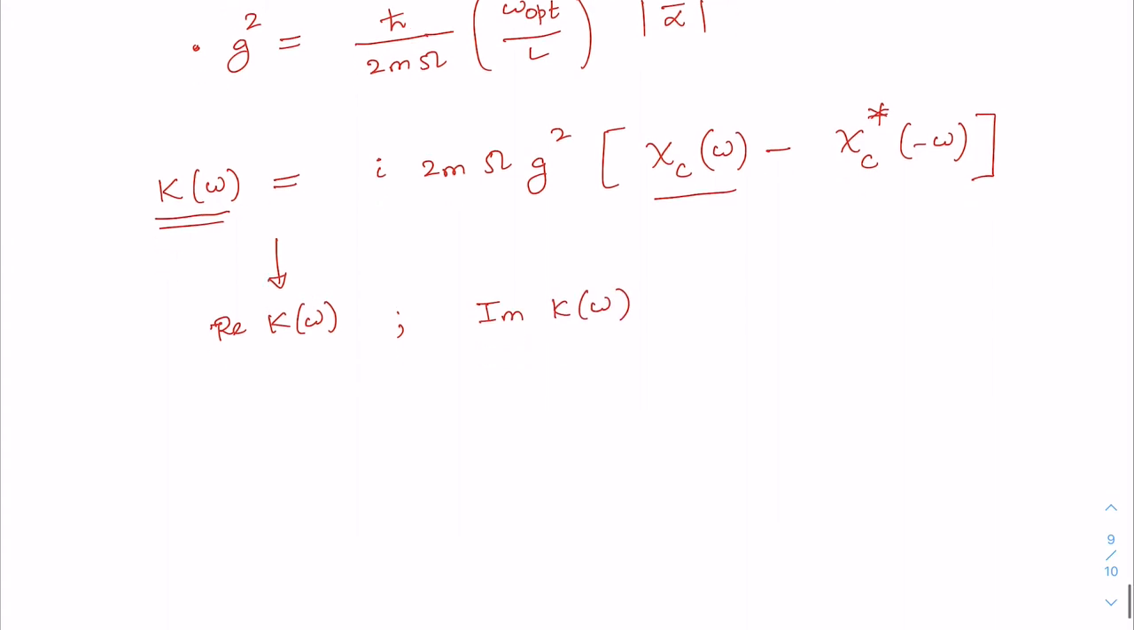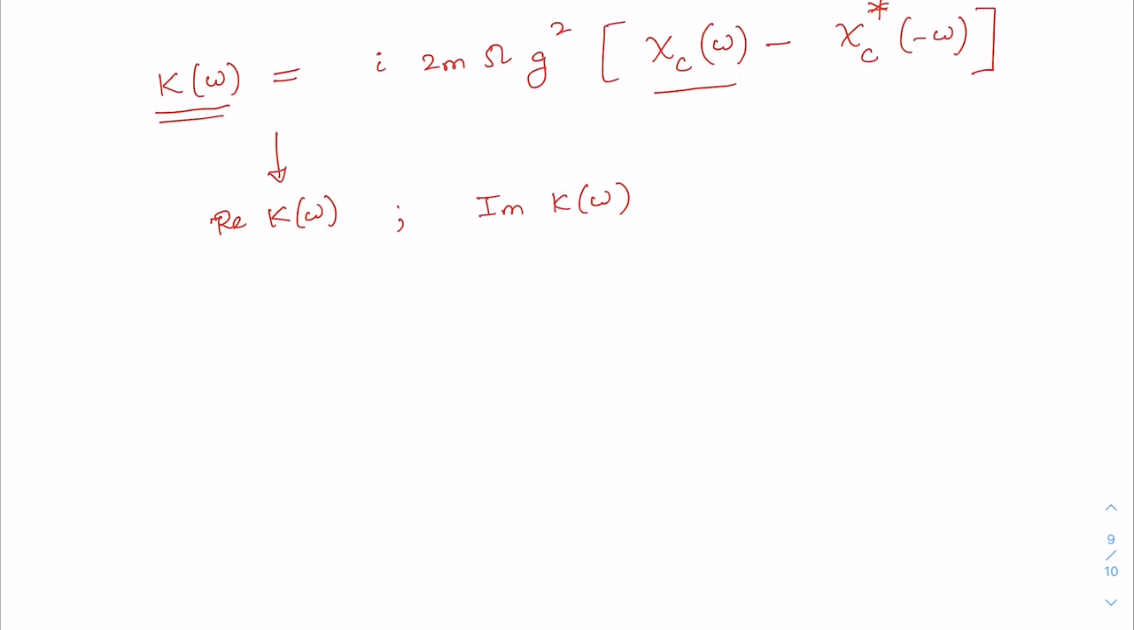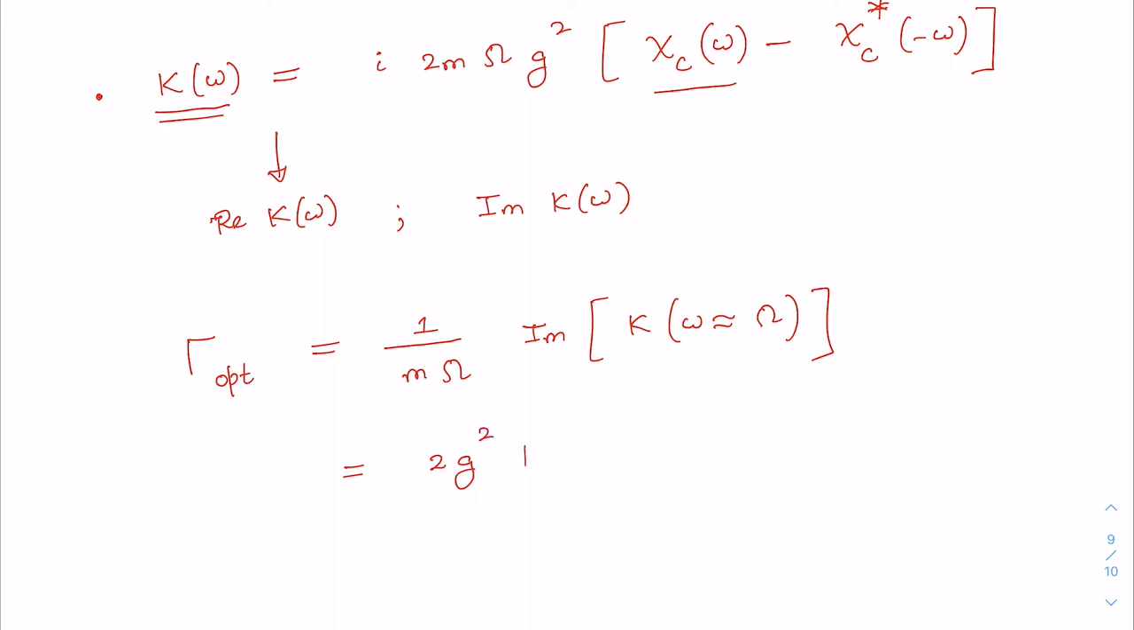With simple, straightforward algebra, you recall that this gamma optical, that means the optomechanical damping term that we obtained, is related to the imaginary part of k of omega, and this was given by 1 by m omega times the imaginary part of this quantity k evaluated at the resonance frequency of the oscillator, capital omega. And if we do the algebra, it's very straightforward to see from this expression that this is going to be equal to twice z square, and then, because this is an imaginary quantity, we have to take the real part of this. So this would be the real part of chi c of omega minus the complex conjugate of the susceptibility evaluated at minus omega.